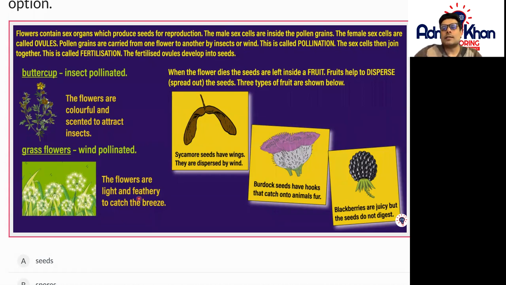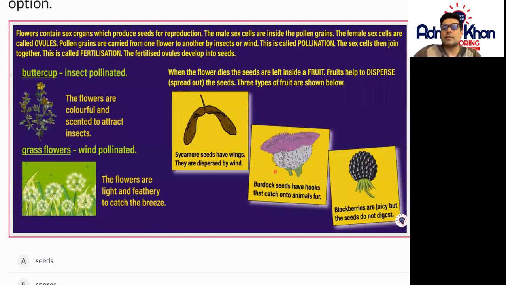When the flower dies, the seeds are left inside a fruit, and fruit helps to disperse or spread out the seeds. Three types of fruit are shown below. The first one is the sycamore seeds, which have wings, and they are dispersed by the wind. So you may have seen these sycamore seeds, whereby when the wind blows them, they fly like a helicopter and they go round and round. And these seeds have wings, so they are dispersed by the wind very easily.